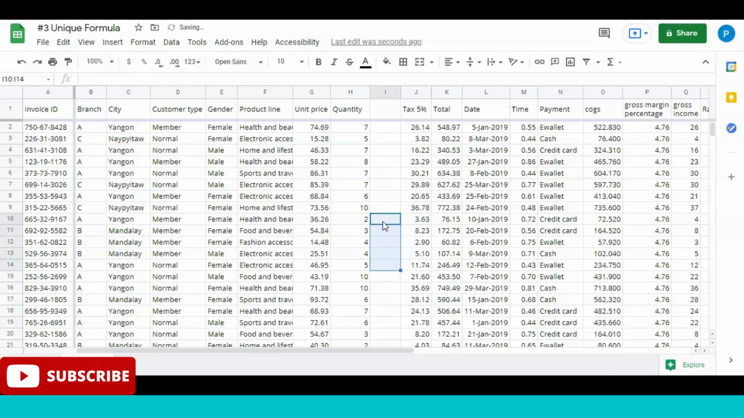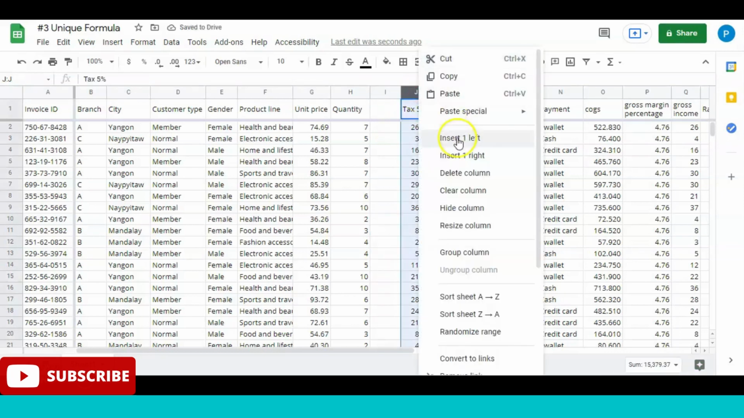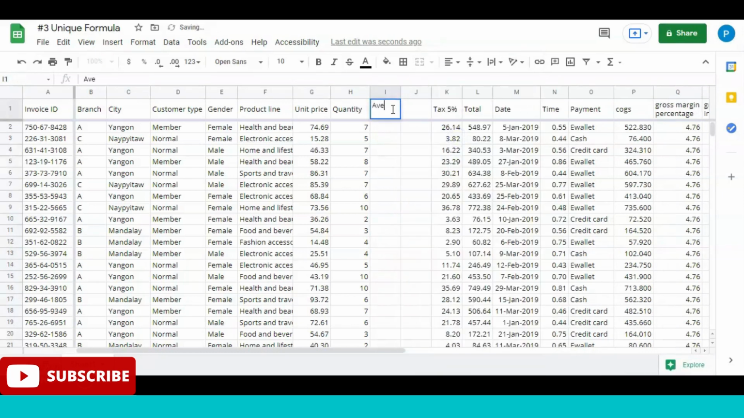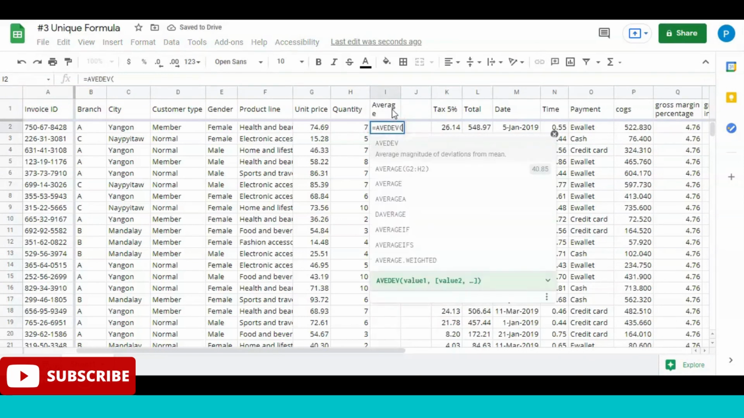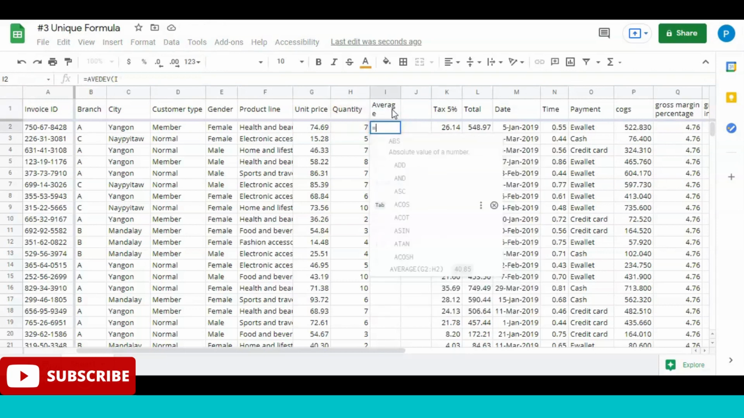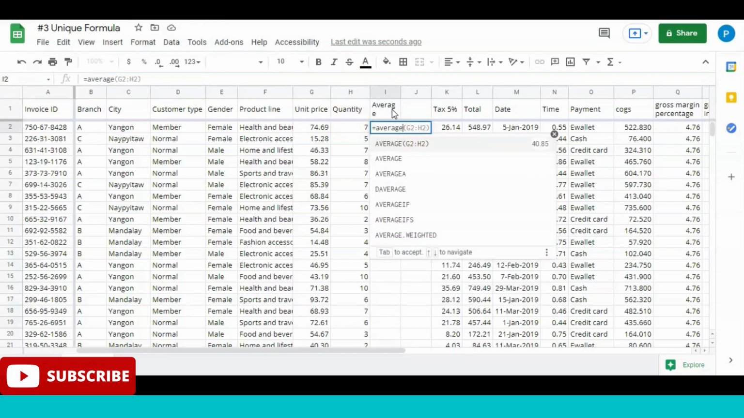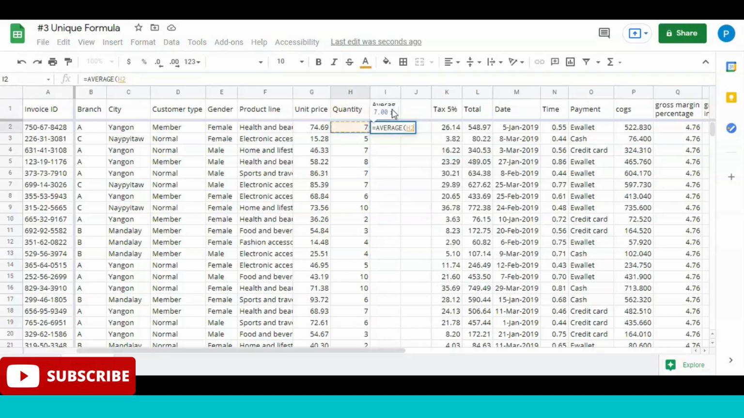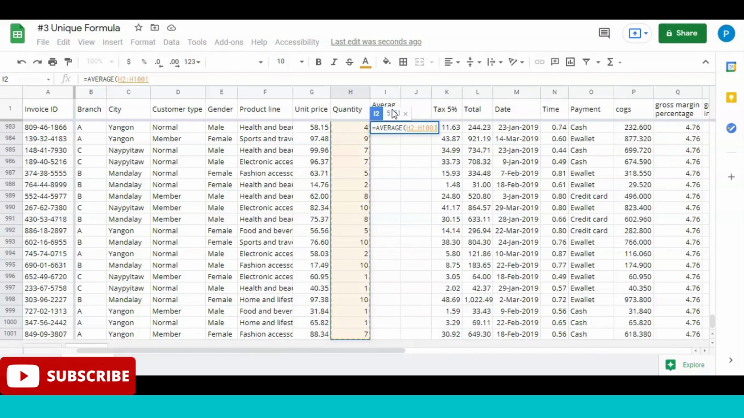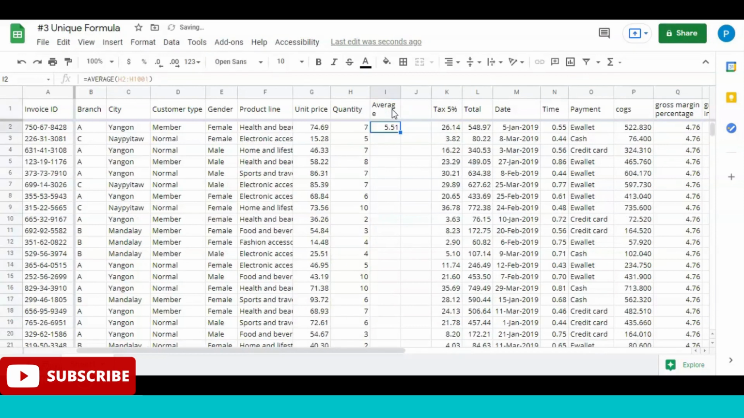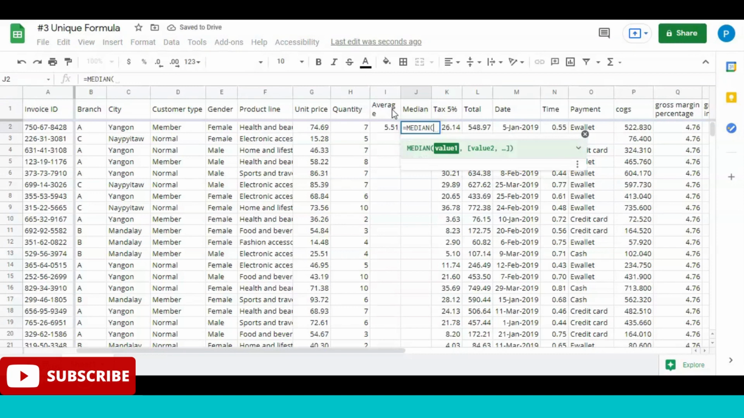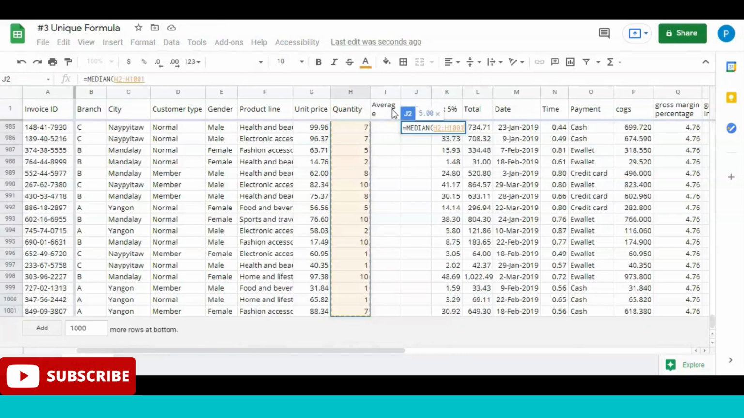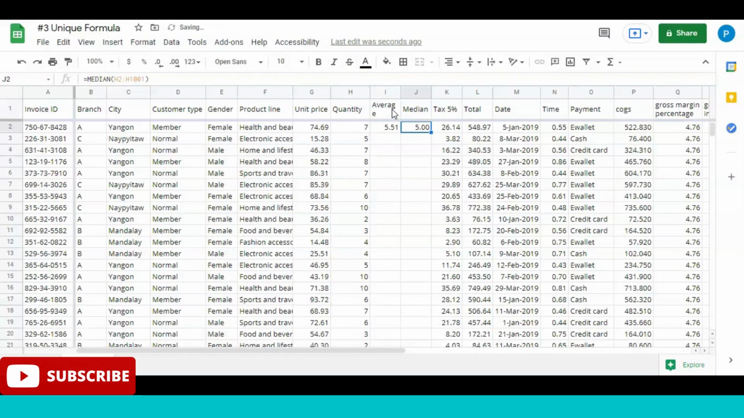Now let's try to find average and median for the whole data. Let's see, is it coming same or different? If I want to find average of H2 to H1001, it is coming as 5.5. Let's try to find median, equal to median of H2 to H1001. It is coming as 5.